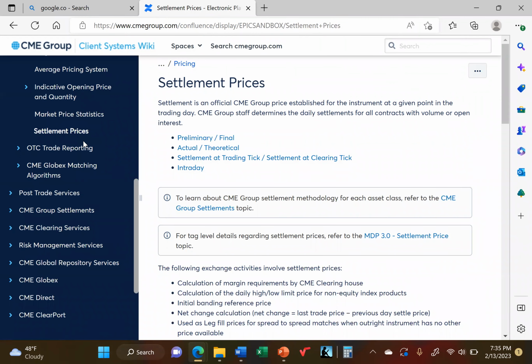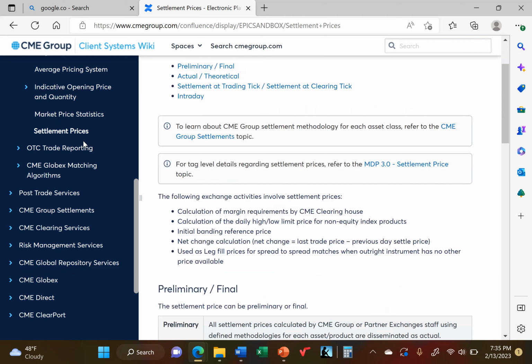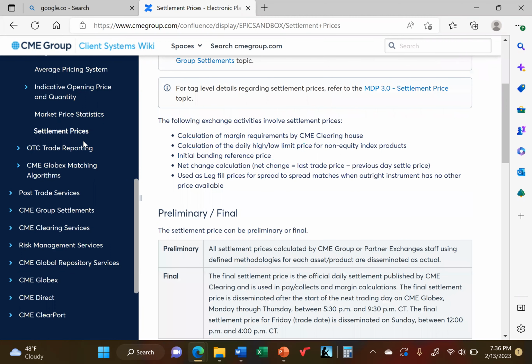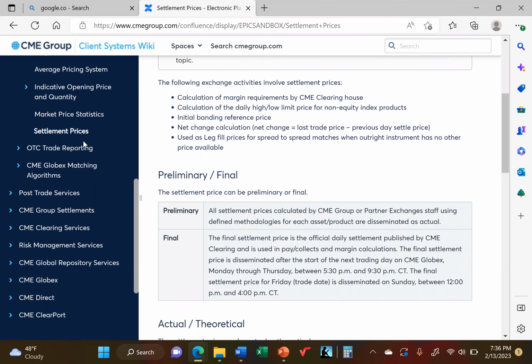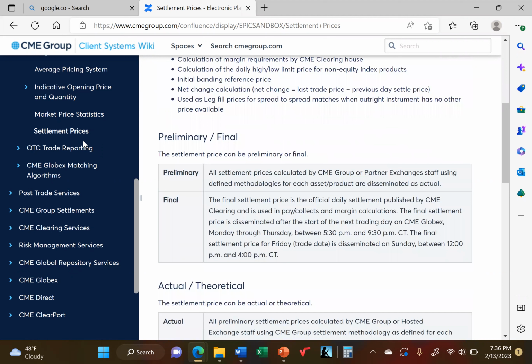Okay, so the settlement is an official CME group price established for the instrument at a given point in the trading day. They determine the daily settlements for all contracts with volume or open interest. And wow, it doesn't look like there's a special group. I thought there was a group of specialists who took care of this. It says CME clearing.